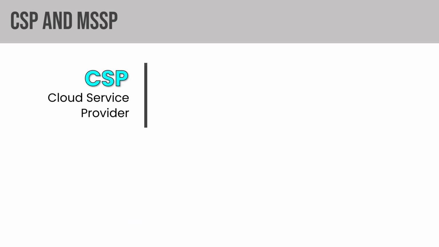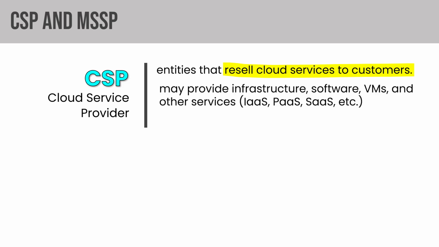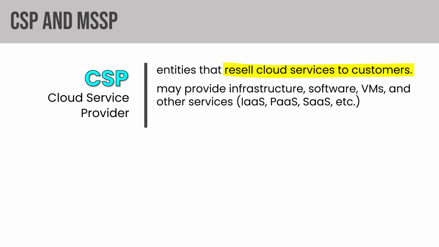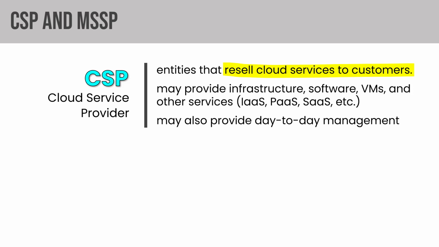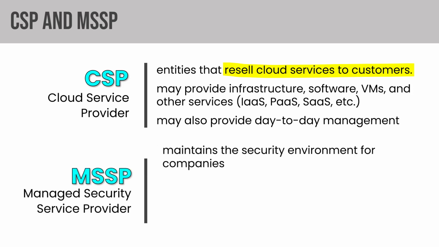So the cloud service provider, which I've mentioned several times today, these are entities that resell cloud services to customers. Azure, Amazon, Google Cloud, Oracle, IBM are all CSPs. They might provide infrastructure, software, VMs, and other services. The IaaS, PaaS, and SaaS models that we talked about, they may provide day-to-day management for some types of services, and most of them do. What they provide varies by your needs and the plans you choose.